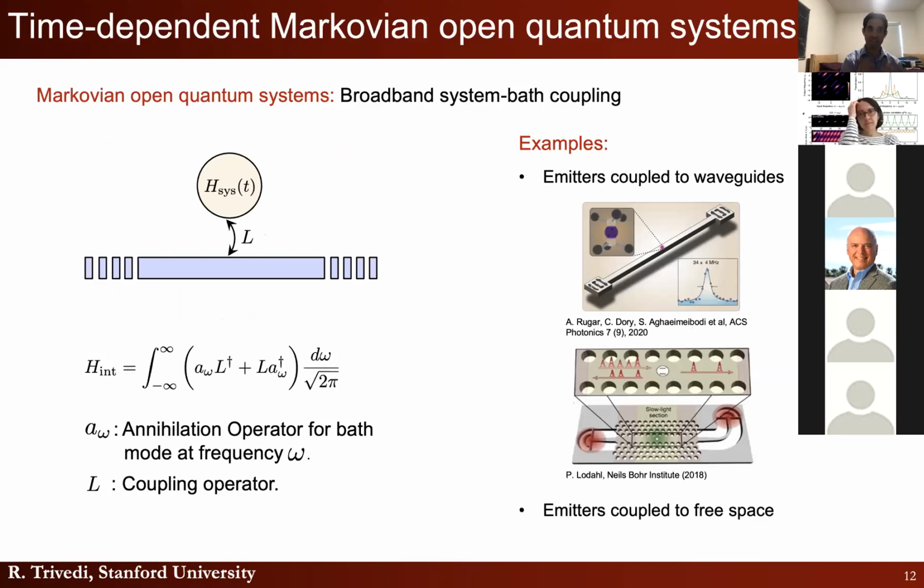Okay, so now let me start with describing the results for the three classes of models that I described. If you look at these time-dependent Markovian models, as I mentioned, these Markovian models are models in which the coupling between the localized physical system and the bath is completely broadband.